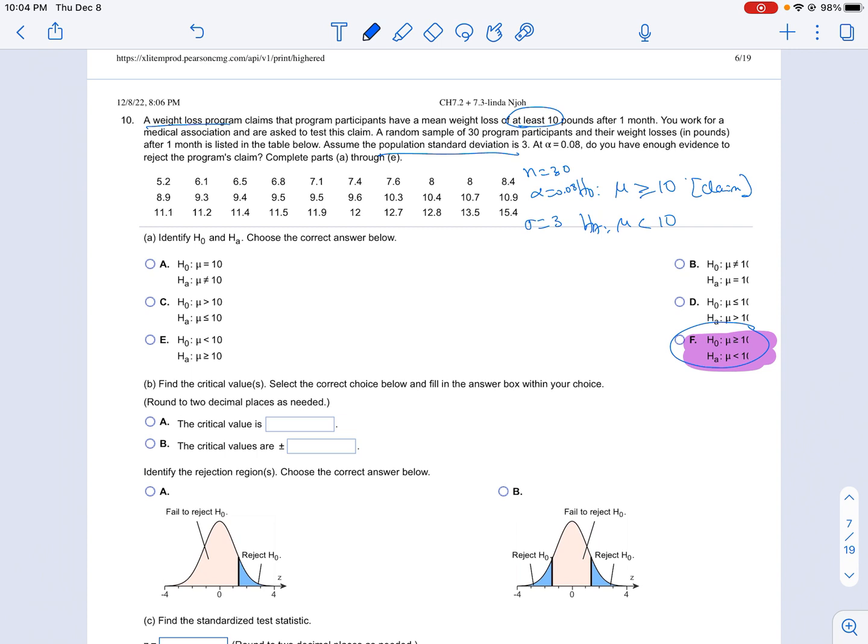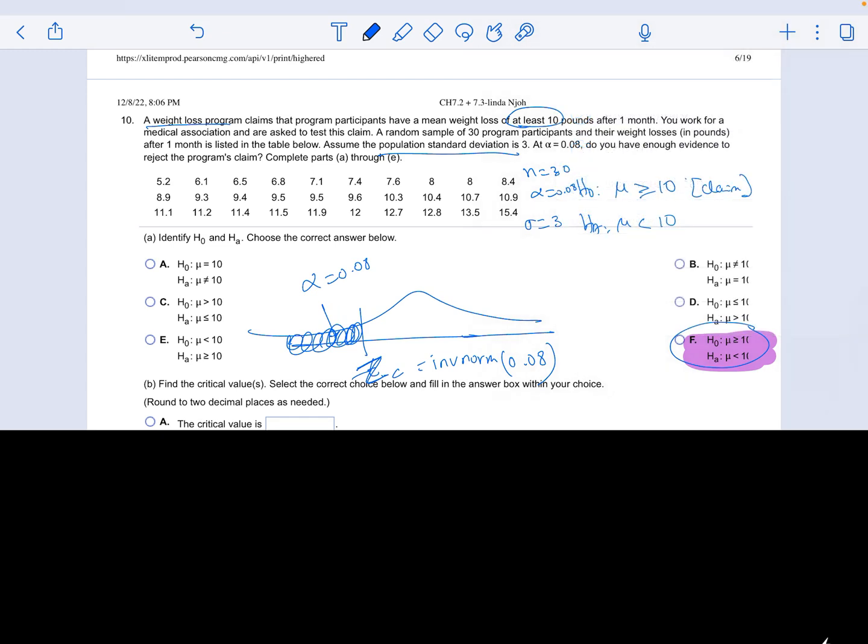Find the critical value. It's a less than sign. So because it's less than, it's a z-test. So negative z, so alpha is 0.08. So this should be inverse norm, 0.08. So second function DISTR, inverse norm, 0.08. So this is my setup.